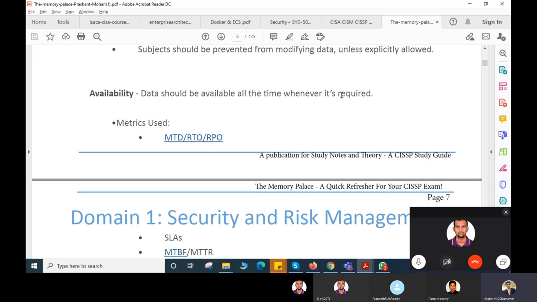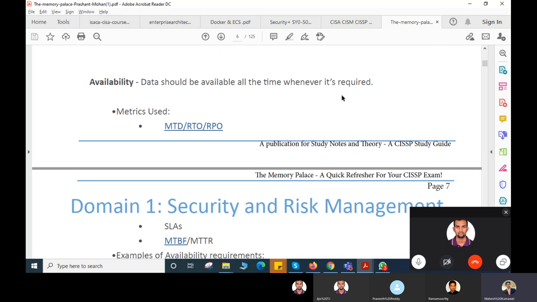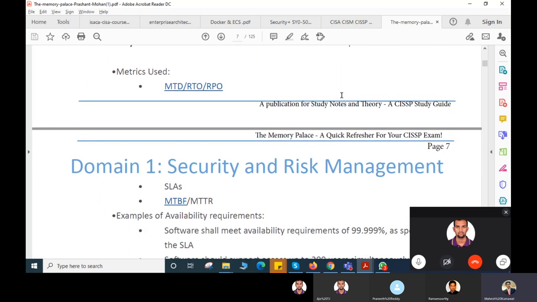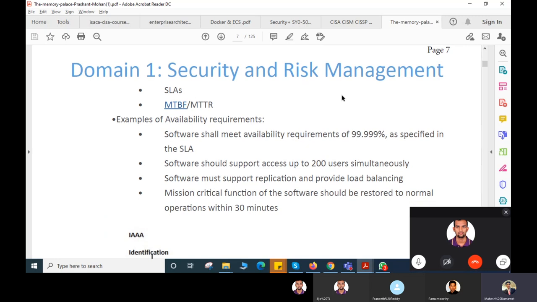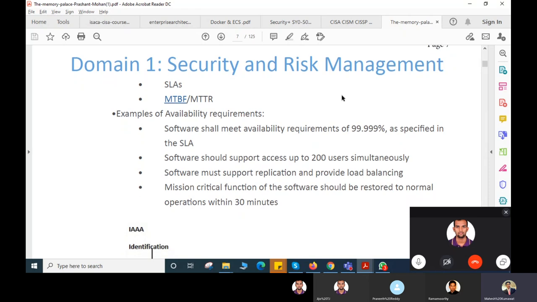So this is RPO, and then there is the mean time to disaster, which I have to check again, because in a few slides later we have SLAs, service level agreements, mean time between failures, and mean time between recovery. This is how much time it will take to recover your data.